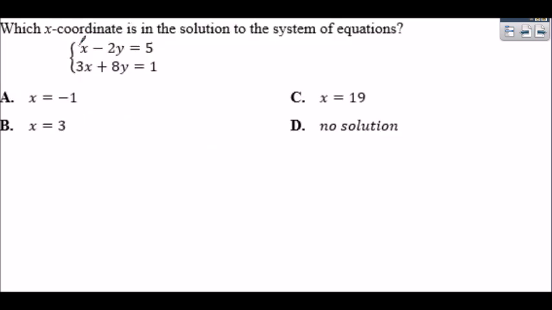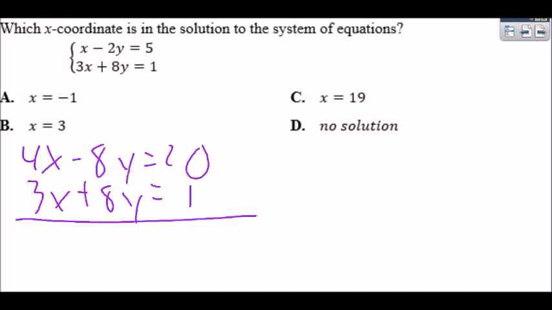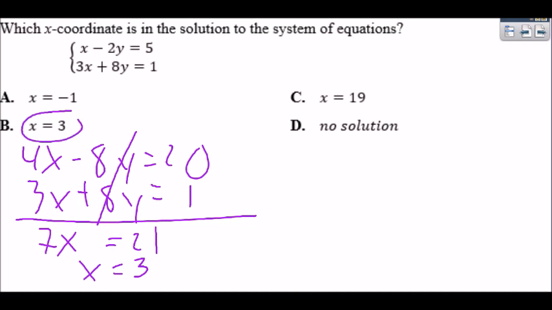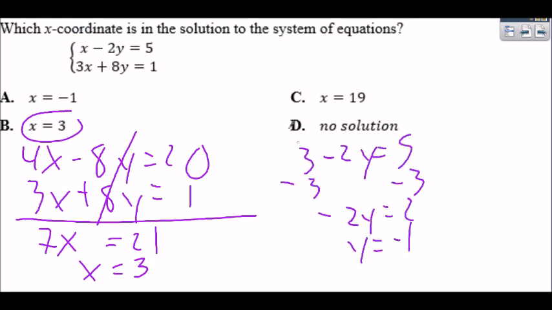We're going to multiply this top one by 4 and then cross out and cancel. I know that the question doesn't ask us to find y, but let's pretend it did. We would go back, plug it in for x, and solve for y. So where did these two lines cross? They cross at the point 3, -1.